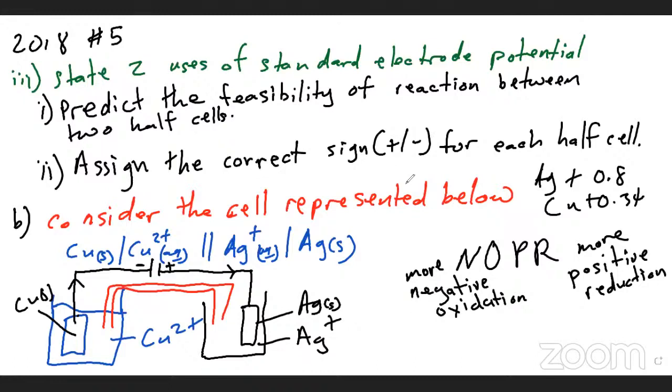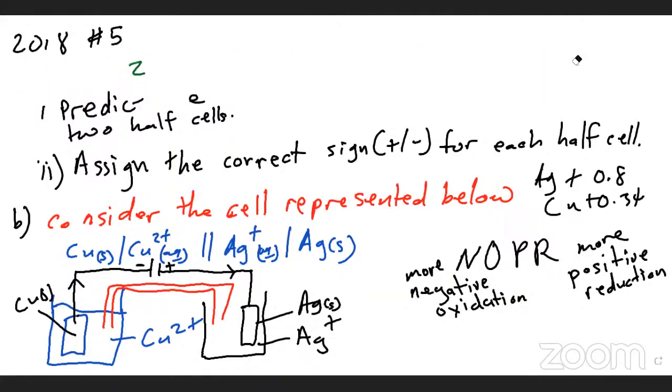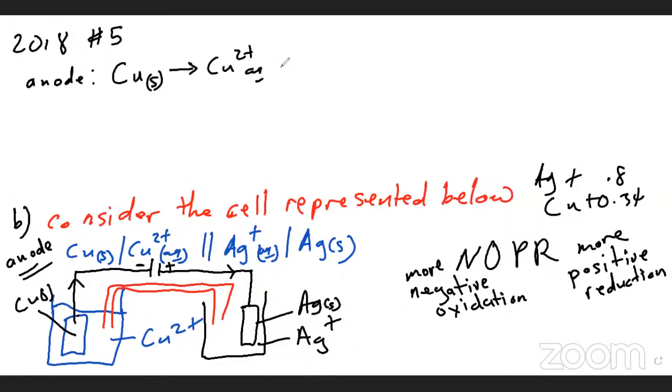All right, so let's go again. I'm going to clear the board. So look, what this is saying, right? In order to write the equation, if this is the anode, what happens at the anode? Oxidation or reduction? Oxidation. Remember that mnemonic: An Ox, Red Cat. So write that one there. All right, so at the anode, what would happen to copper? It would form Cu2+ and give up 2e-.